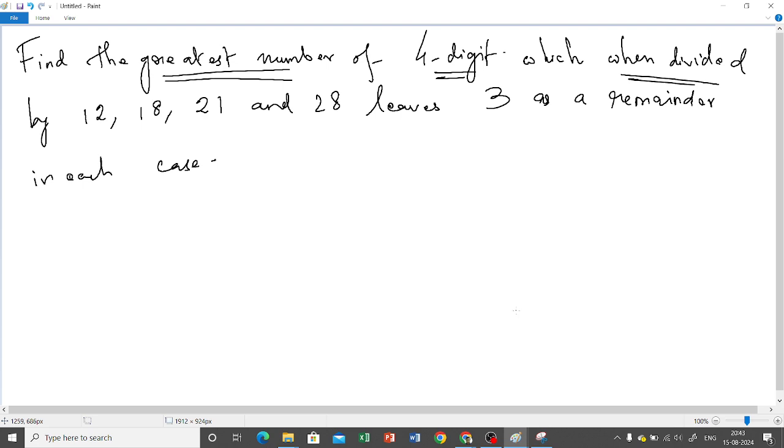Till our previous sum we were trying to find the greatest number that would divide a given set of numbers, so in that case HCF. But here we are trying to find the greatest number which when divided by 12, 18, 21 leaves 3 as a remainder. So tell me, what is the first thing you need to do? You are given to find a number which is divisible by a certain set of numbers.